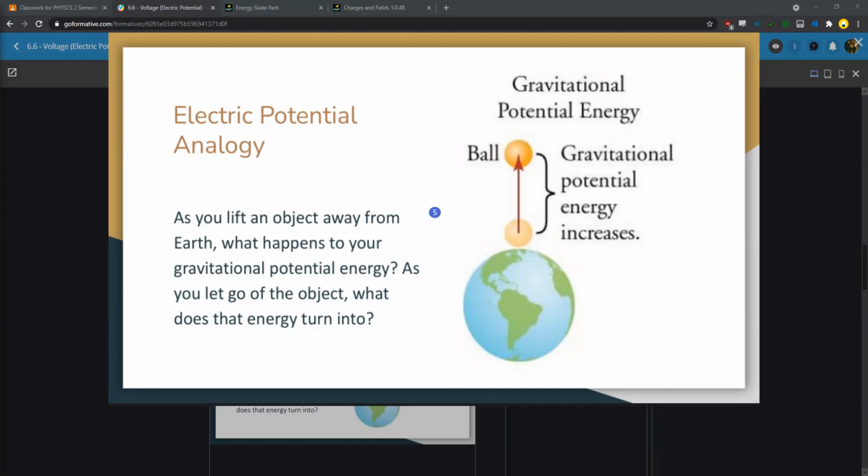Mostly, from what I'm reading, most of you are good. So as you bring a ball up, your gravitational potential energy increases. I didn't see anyone justify that though. I didn't see anyone explain why. So again, your gravitational potential increases because your height increases. The higher you are, the more work that gravity can do on you. And as you let go of that object, what does the energy turn into? Most of you were on point. It turns into kinetic energy.